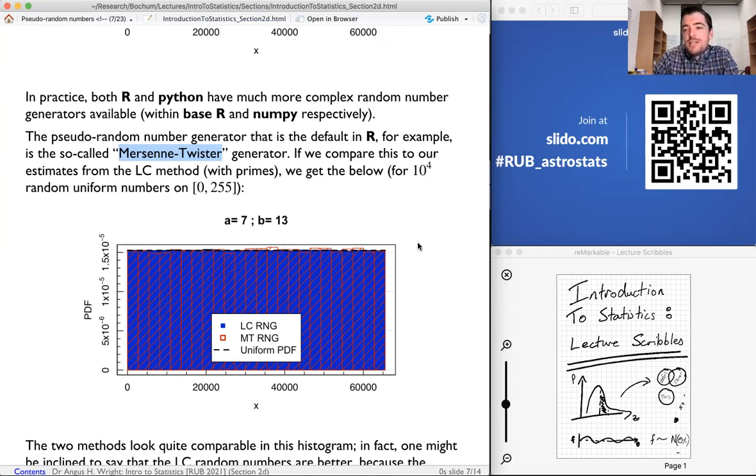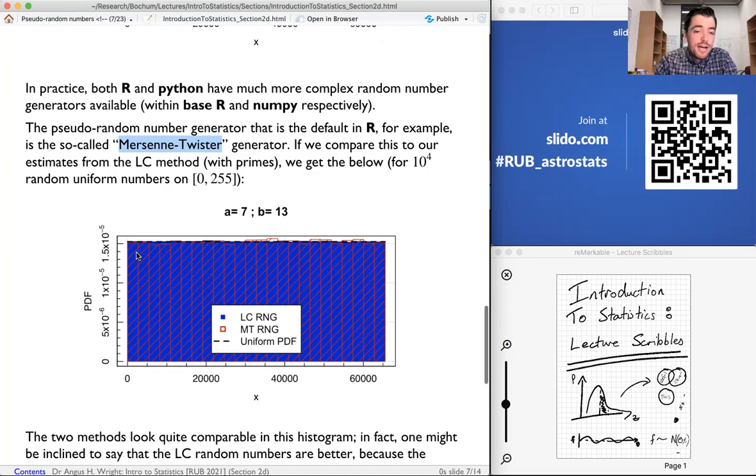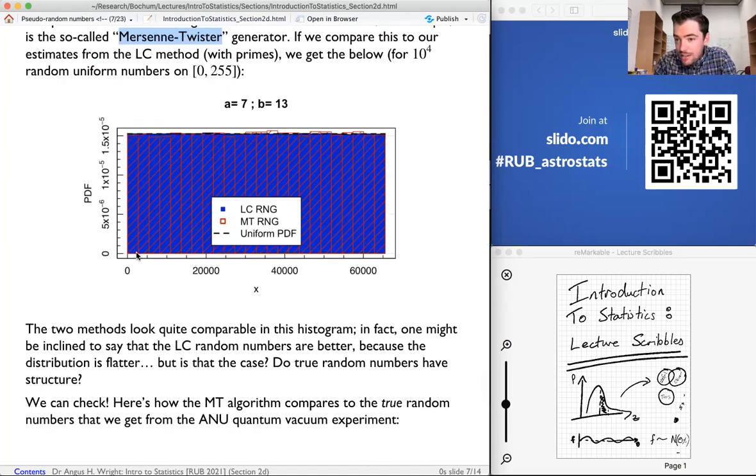The question is, how much structure do we expect to see if we actually generated random numbers? If we had truly random numbers and 10 to the 4 observations, how much random structure do you actually expect there to be? And we can check that, because we have this tool which generates true random numbers from ANU. We can just take the vacuum numbers that come out of ANU and plot them over the MT algorithm.